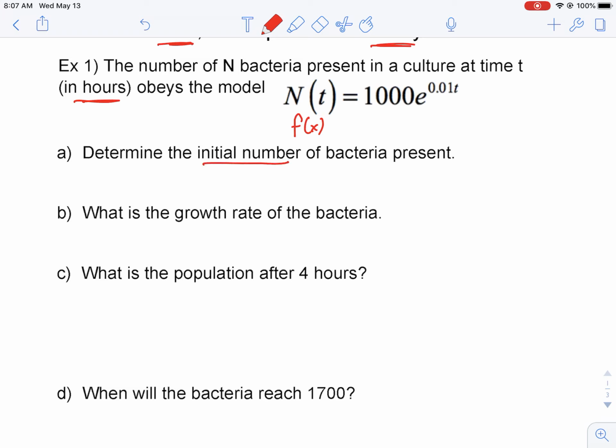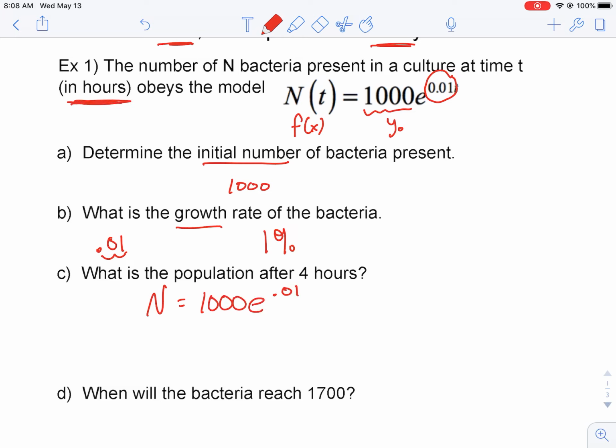So if we're looking for the initial number of bacteria present, that's going to be that y sub 0 right in front. So I know that we're starting with 1,000 bacteria. We know that it's growth because that rate is positive up there. But if we're looking for the growth rate, the decimal is 0.01, but if we move it twice, the growth rate is actually 1%. Okay, and then it asks for the population after 4 hours. So we're going to say N is equal to 1000 e to the 0.01, and since time was in hours, we're just going to multiply that by 4.